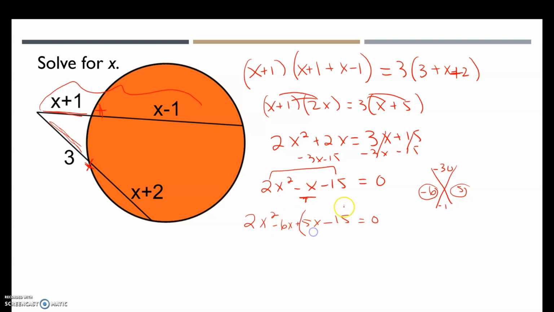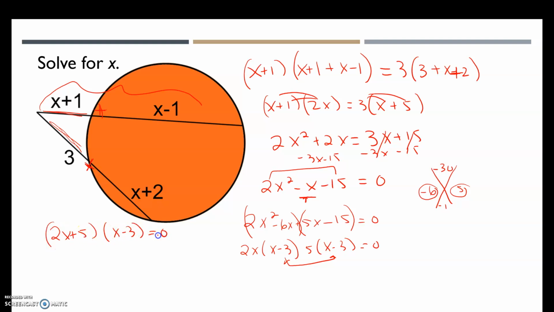I did that because I want to group these. From here, I want to factor out what I can take out of 2x squared minus 6x. I can pull out a 2x, which leaves me with x minus 3. And over here, what can I take out? That would be a 5, and that leaves me with x minus 3. That's what I want. I want my insides to be exactly the same. So now this factors to give me 2x plus 5, and x minus 3 is equal to 0. So from here, I'm going to have two equations. 2x plus 5 equals 0, and x minus 3 is equal to 0.